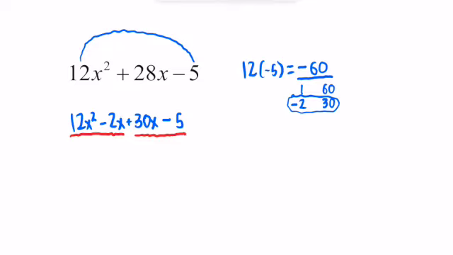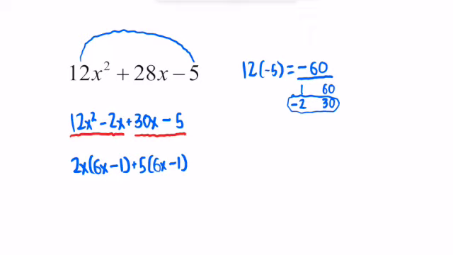From 12x squared minus 2x, we can factor out a 2x from both of those terms. 12x squared, if we factor out 2x, we're left with 6x. Minus 2x, if we factor out a 2x, we're left with a minus 1. Our next group starts with a plus, so we'll factor out a plus. From 30x minus 5, we can factor out 5. 30x, when we factor out a 5, we're left with 6x. Minus 5, when we factor out a 5, we're left with a minus 1.